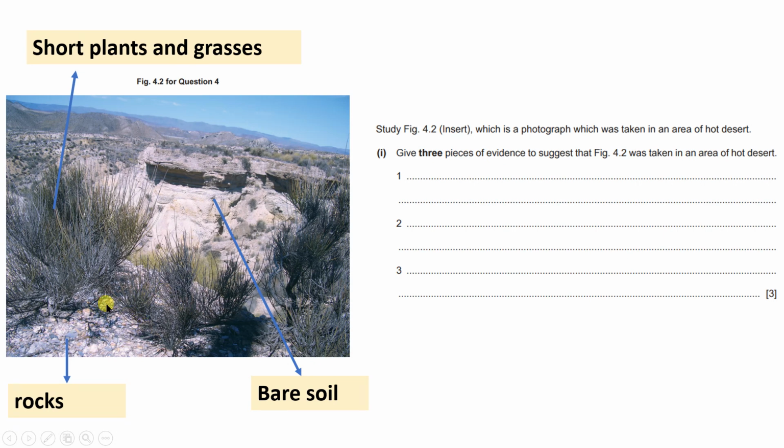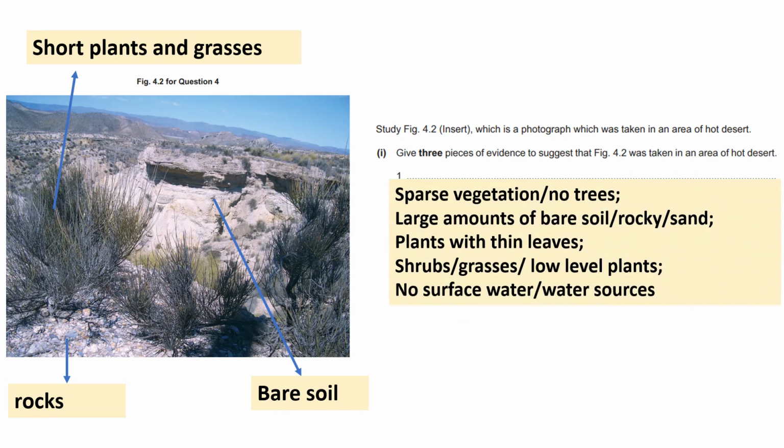Okay, so the question is: study figure 4.1 insert, which is a photograph taken in an area of hot desert. Give 3 pieces of evidence to support that figure 4.1 was taken in an area of hot desert. First, the vegetation. We have scanty vegetation within those areas and presence of bare soil, short grasses and short plants. Sparse vegetation, no trees, large amount of bare soil, plants with thin leaves.